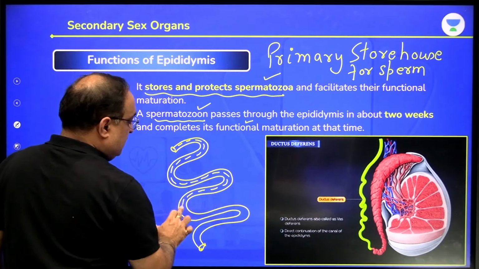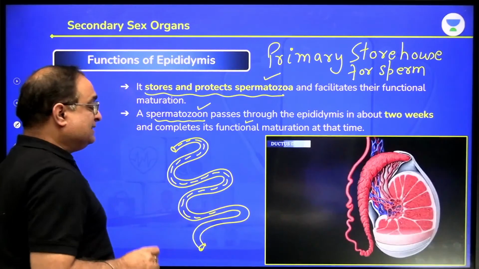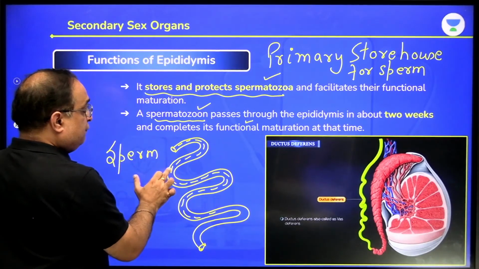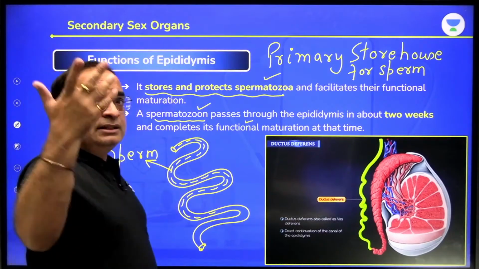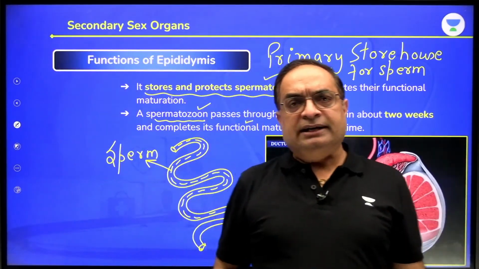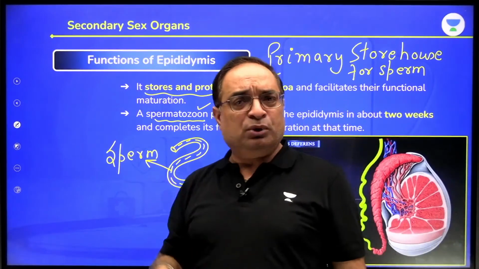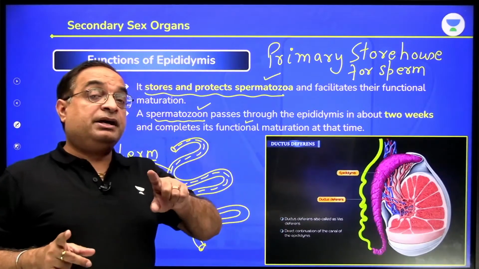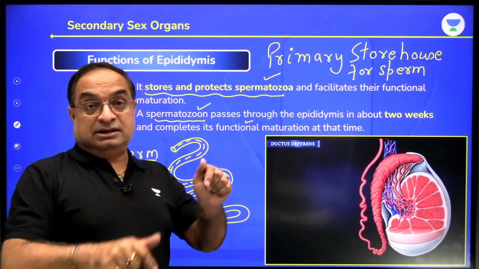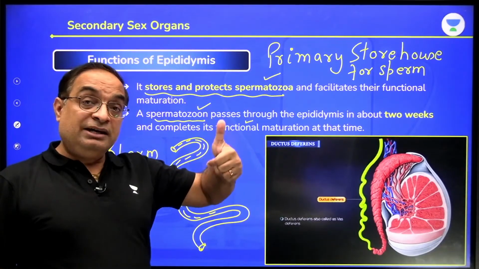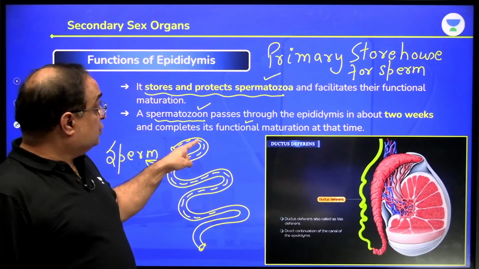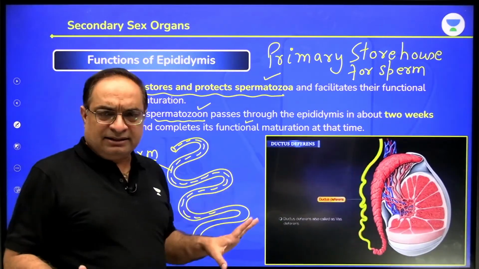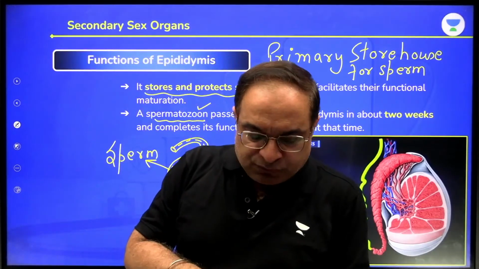Okay, motility comes and maturity comes, because the sperms which are produced in the testes, if you take out the sperms directly from the testes, they are not capable of fertilizing the ova. Testicular sperms are immature, they are immotile, they have no motility, they cannot fertilize the ova. When does the sperm acquire the ability to fertilize the ova? Sperms acquire motility and maturity during their journey through different regions of the epididymis. Clear? You will remember. So epididymis is the primary storehouse for the sperms.